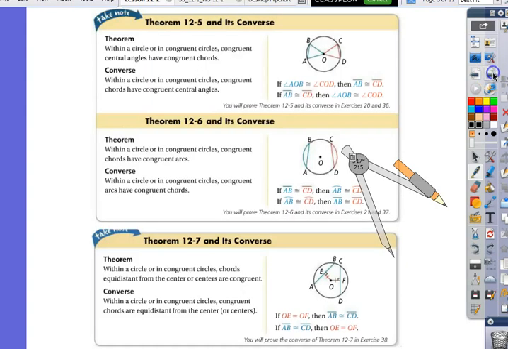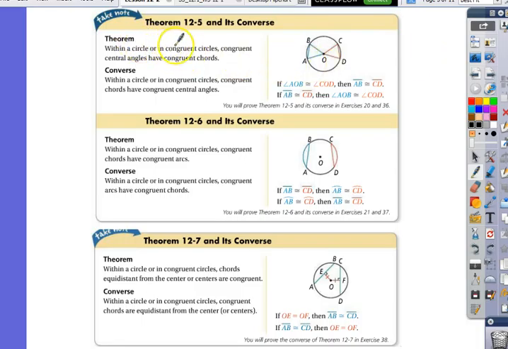Okay. All right. So what do we know about chords? Well, if chords connect lines and the lines have congruent central angles, then the chords themselves will also be congruent. So what I'm saying is, if BOA were congruent to COD, then AB would be congruent to CD. The chords are going to match.